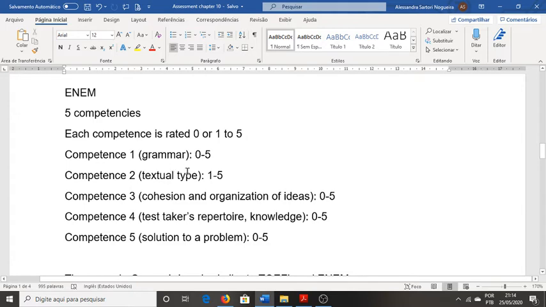It has to be dissertative. And then competence 3 is cohesion and organization of ideas. You also have to evaluate according to whether the ideas are correctly related. Competence 4 is the test taker's repertoire and knowledge. If the student brings information, that's the idea, you know. If the student has a good knowledge of the topic.